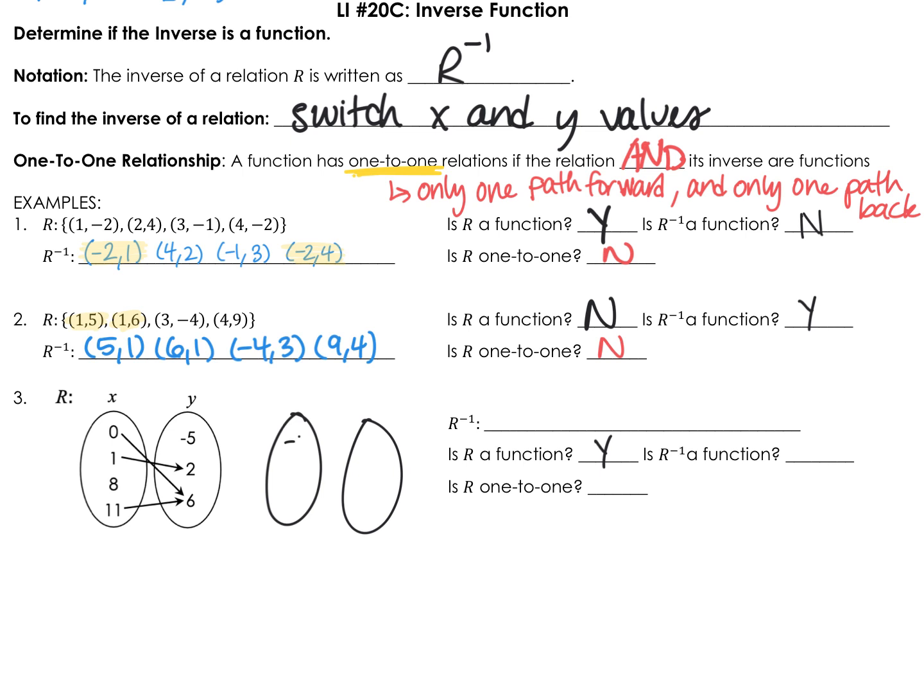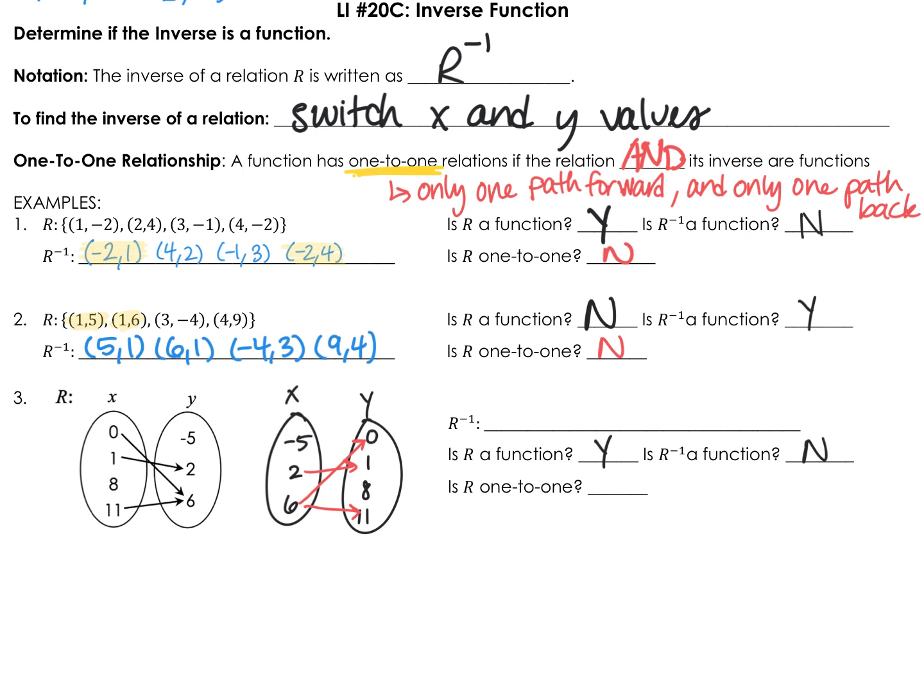I got some space, so I'm going to draw a new map. 0, 1, 8, 11. So now this will become x, and this become y. Now we'll draw a new little map here. So -5's got nothing. 2 would go to 1. 6 would go to 0. 6 would go to 11. Is that a function? No, this is the problem when 6 goes to 2 places. So that's what causes it to not be a function. No.